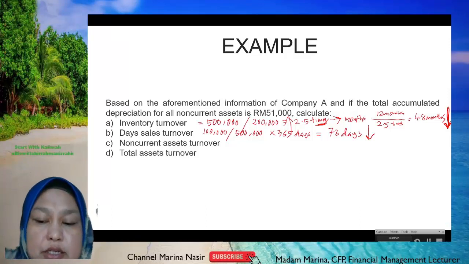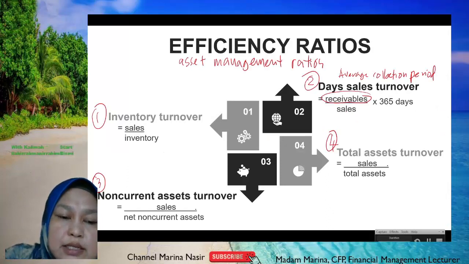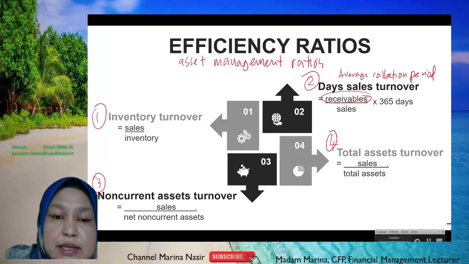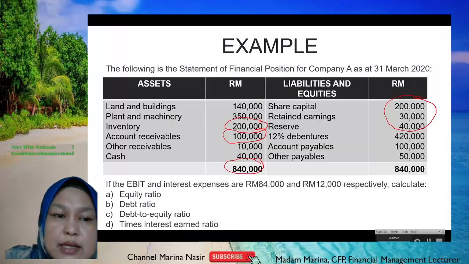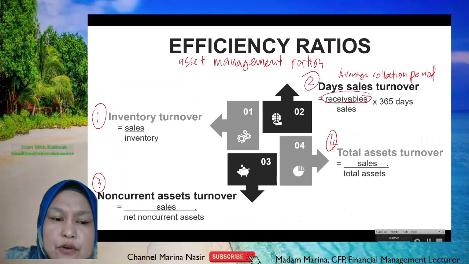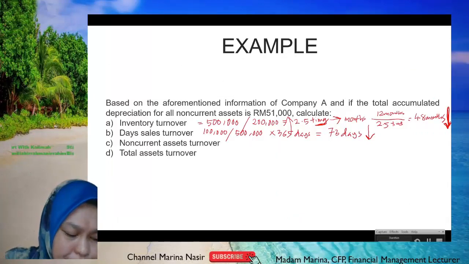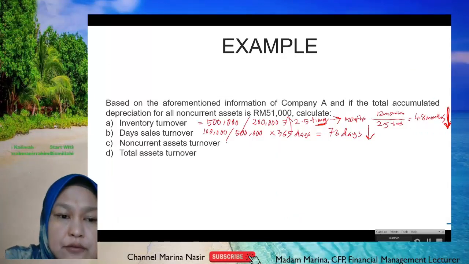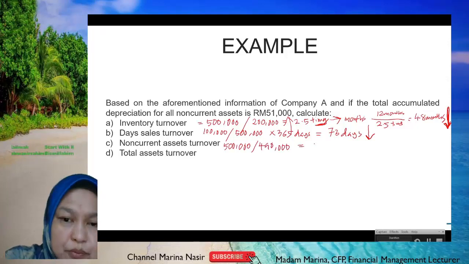Non-current asset turnover. How to calculate non-current asset turnover? Sales divided by non-current asset. Our sales is 500,000. Net non-current asset, our non-current asset only land, building and plant machinery, 490,000. So 500,000 divided by 490,000, and then we get 1.02 times.